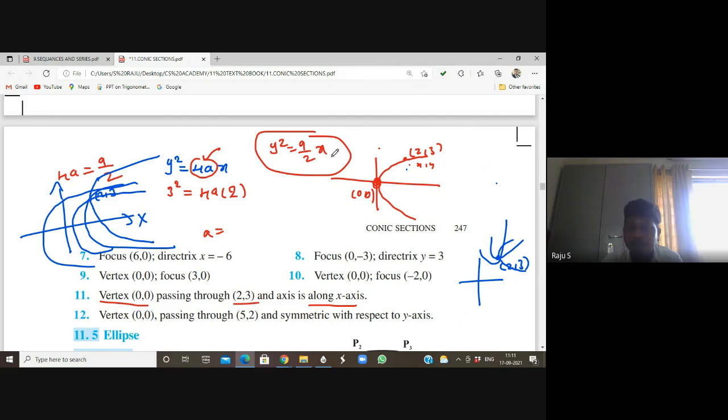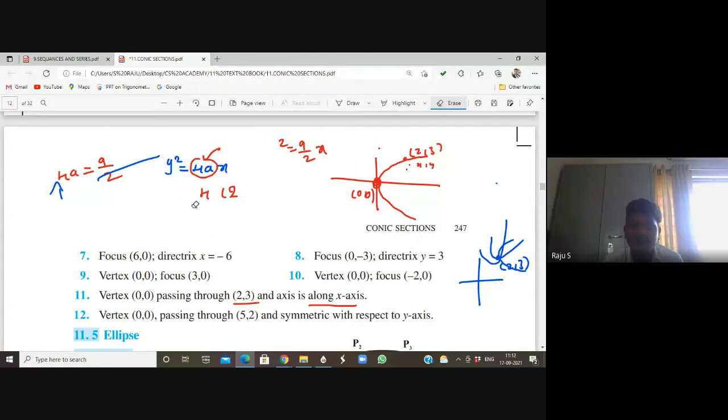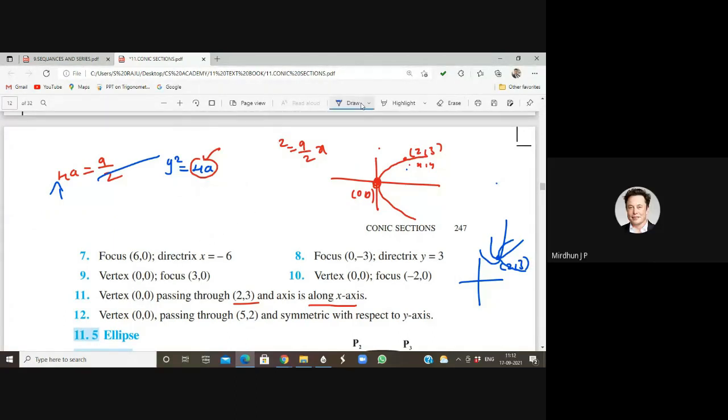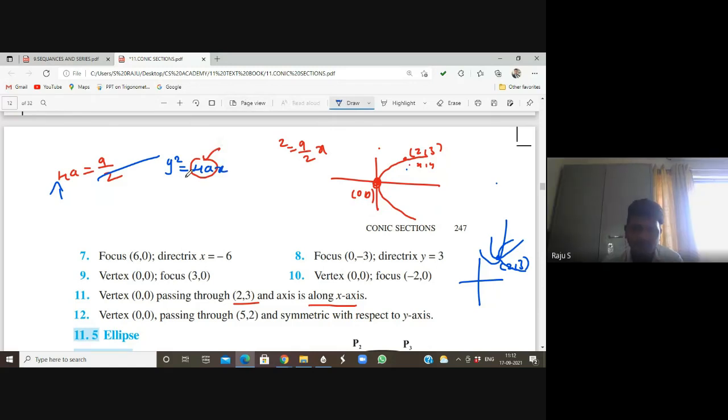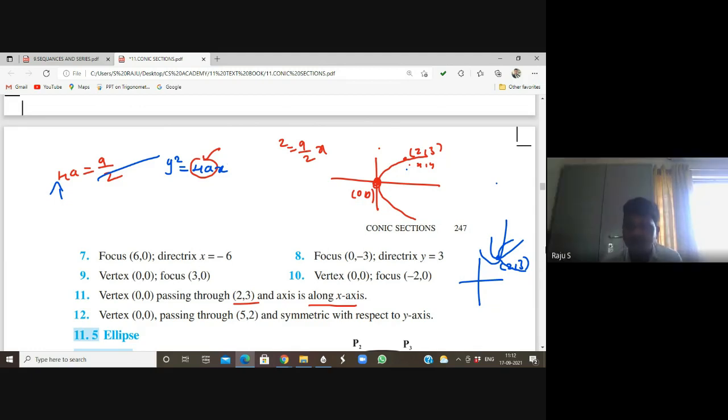If they give a vertex as something other than (0, 0), how to solve? That we will see later: (x minus h) whole square is equal to 4a into (y minus k), and (y minus k) whole square is 4a (x minus h). But those questions are not in the NCERT. Those questions we do in OBT. Here we are studying in NCERT just 25% of the concept only. 75% of the concept we will discuss in OBT.